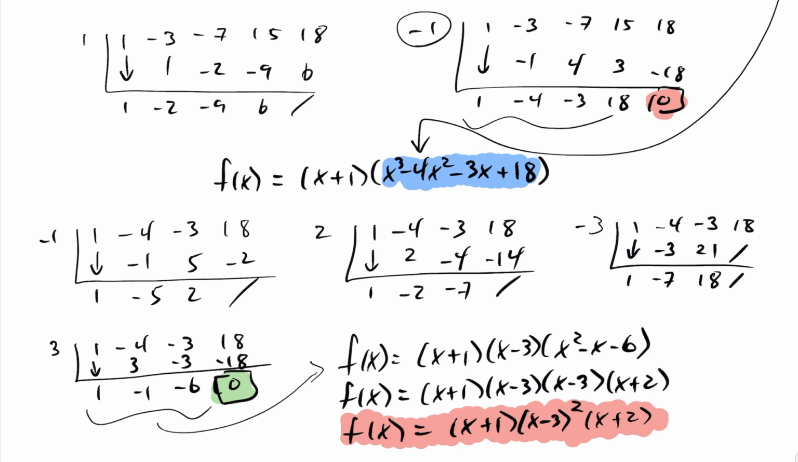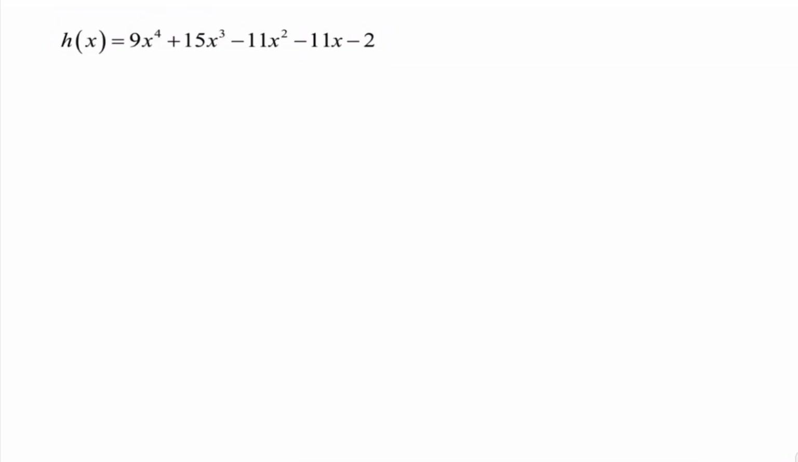So again, this has roots at -1 with a multiplicity of 1, 3 with a multiplicity of 2, and -2 with a multiplicity of 1. All right, let's take a look at another example. So in the next example here, we have a degree 4 polynomial.